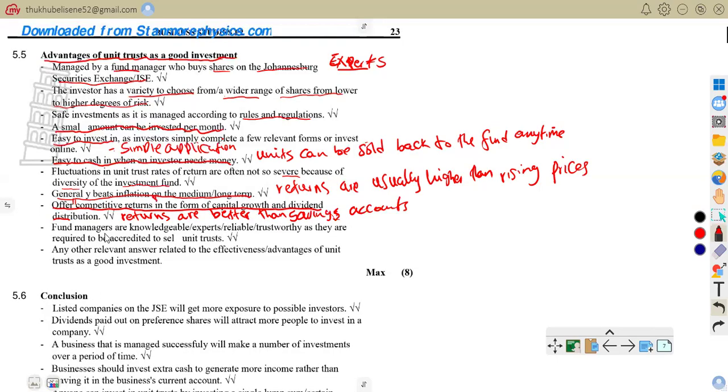So also fund managers are knowledgeable. They are experts, reliable, trustworthy, as they are required to be accredited to sell unit trusts. So that is that. Now we are to attend to the conclusion.